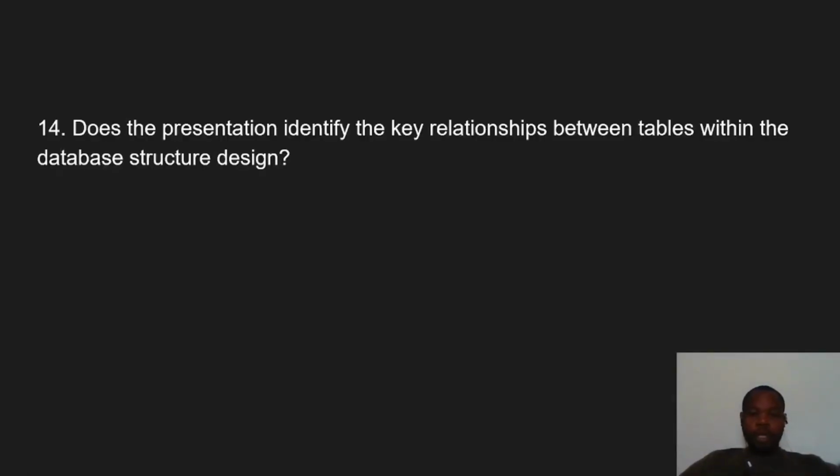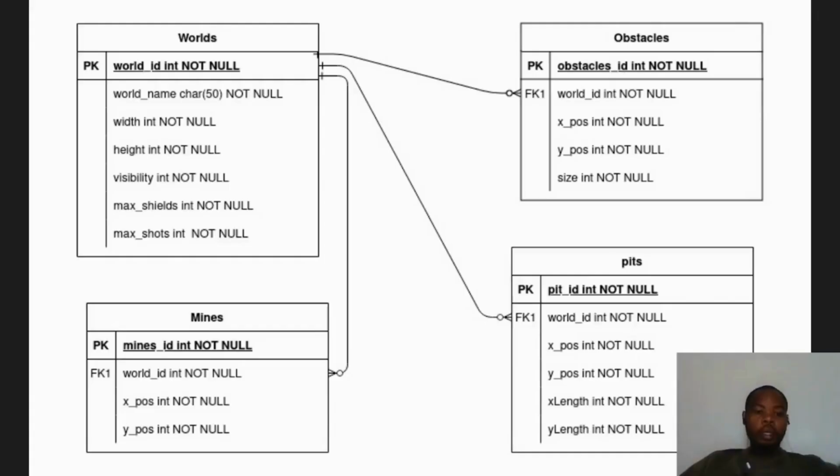So does the presentation identify key relationships between tables within the database structure design? So the relationship between each table is through the primary key of the world table. So each obstacle is related to a world. So one world can have many obstacles, it can have zero or many obstacles, zero or many pits, and zero or many mines.